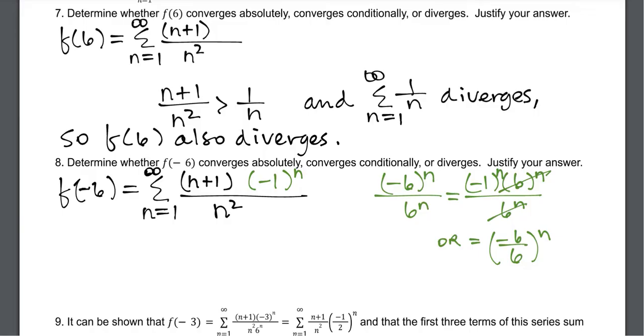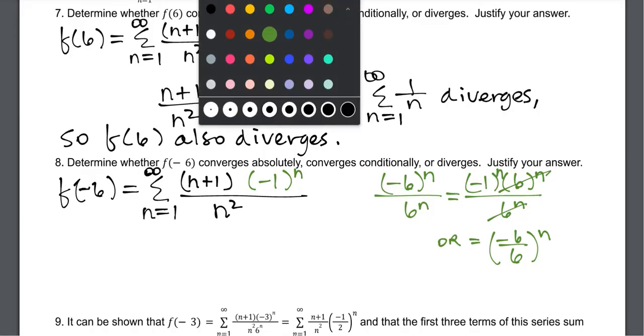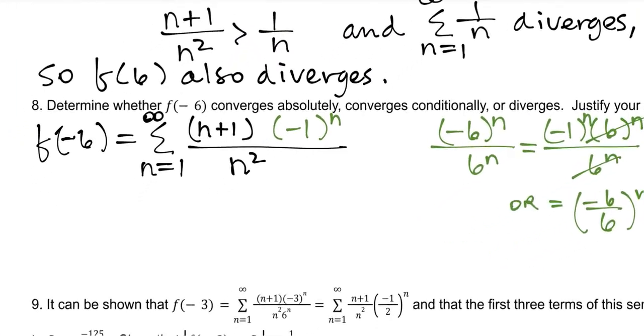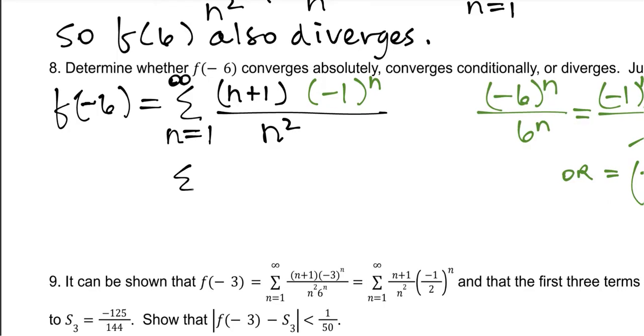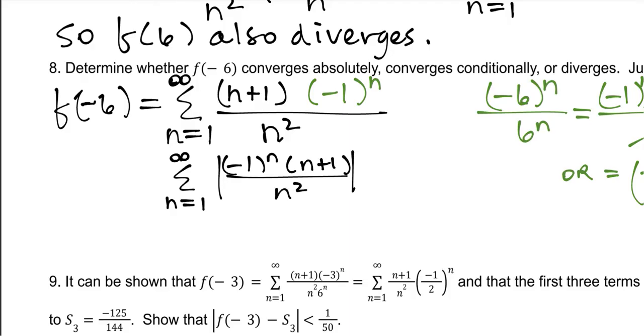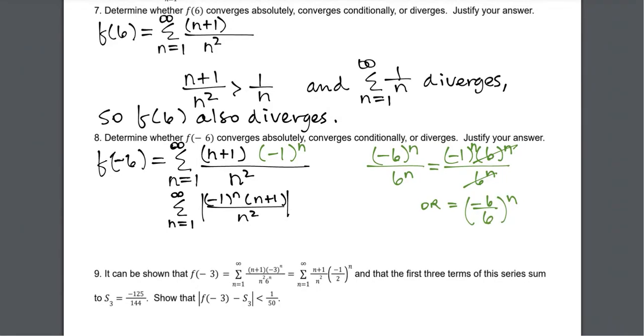Now that it's an alternating series and it's bigger on the bottom, I know that it's converging. The terms are decreasing in magnitude and they have limit 0. But if I'm trying to determine if it converges conditionally or absolutely, I'm going to take the absolute value of the terms. If I do that, I'm going to see that the sum from n equals 1 to infinity of the absolute value of negative 1 to the n times (n plus 1) over n squared diverges. I just showed that in number 7.